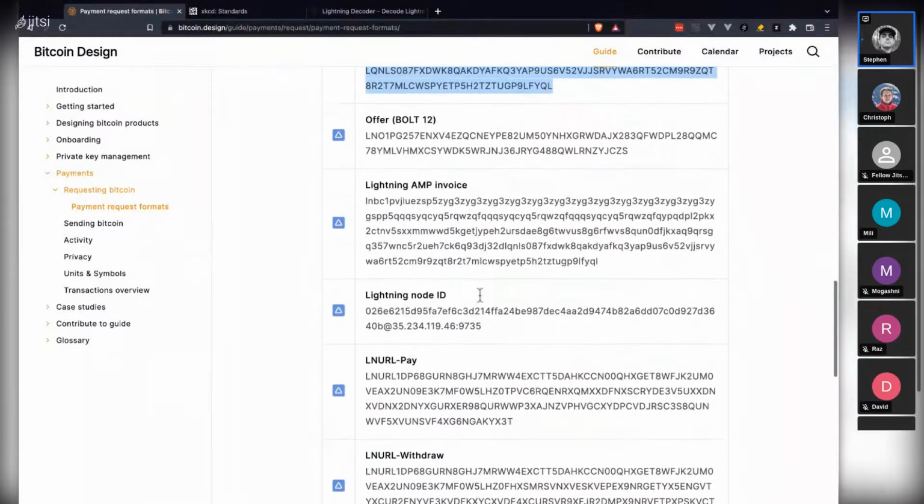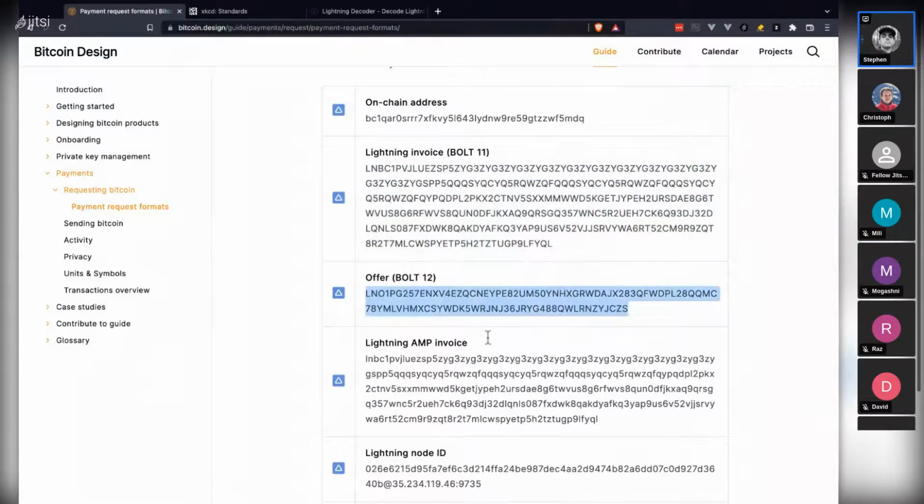So Bolt 12 tries to solve that problem. Bolt 12 is still being discussed. It's still being implemented. It's kind of an evolving situation, but Bolt 12 is this thing called an offer, which is basically where, if the user scans a Bolt 12 offer, what happens under the hood is their Lightning node asks the other Lightning node, hey, can you send me an invoice for this amount of money? So it solves the problem of people needing to manually create invoices for each other. And it does a lot of other cool things too.